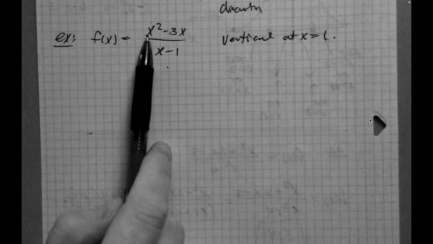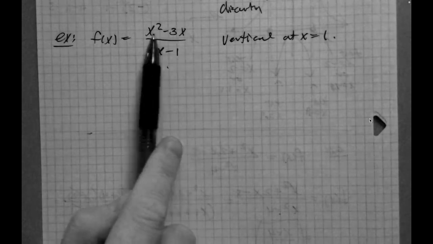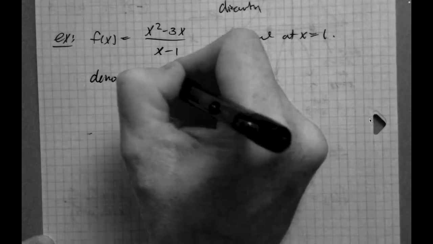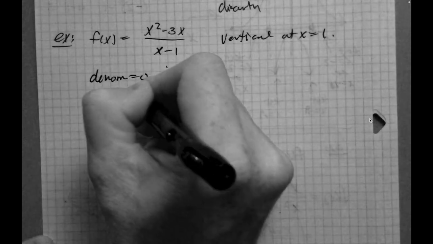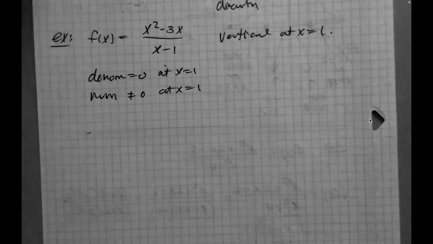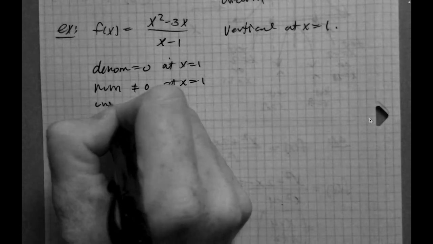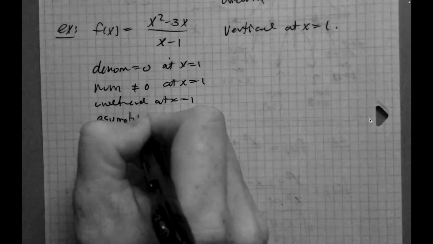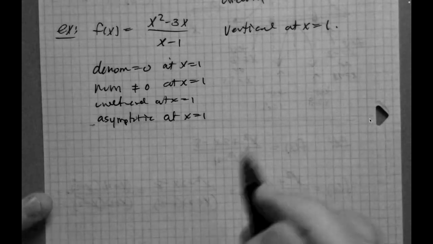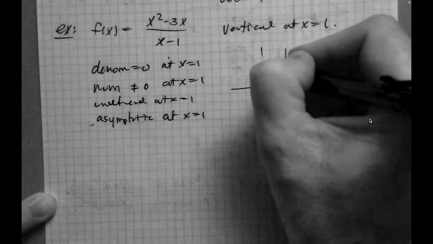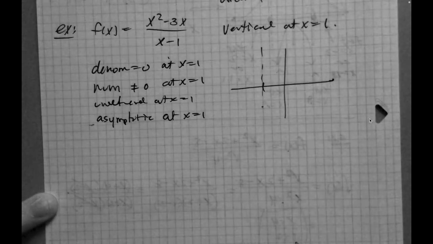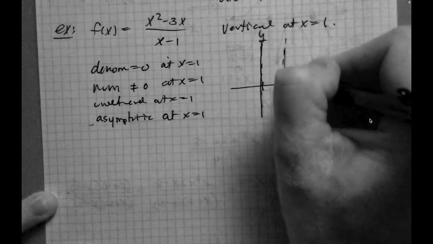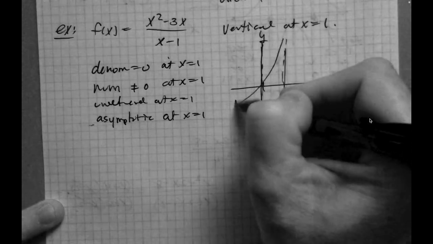What happens to the numerator? Well, it's 1 squared minus 3, which is 1 minus 3, which would be negative 2. So the denominator equals 0 at x equals 1. The numerator is not equal to 0 at x equals 1. So undefined at x equals 1 naturally, and asymptotic at x equals 1. And so this one looks real similar to one that we previously saw. We could test values. Oops, sorry, it's on the wrong side. Let's take this as the y-axis, and this is the x-axis, and here's our x equals 1. So this one is going to look something like this.